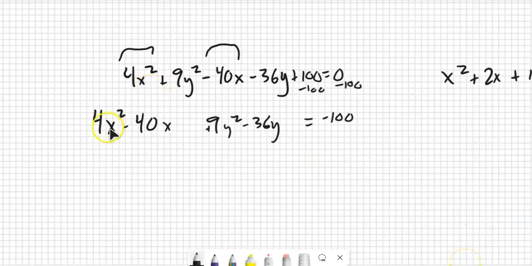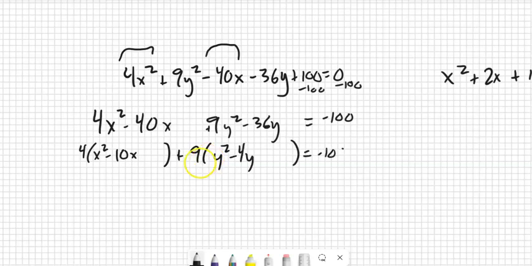So first thing, I need this to be a 1, so I'm going to factor a 4 out of here. Oops, I factored a 4, so that's a 10. And I'm going to end up doing the same thing here. I'll divide a 9 out of here. y squared minus 4y equals negative 100.